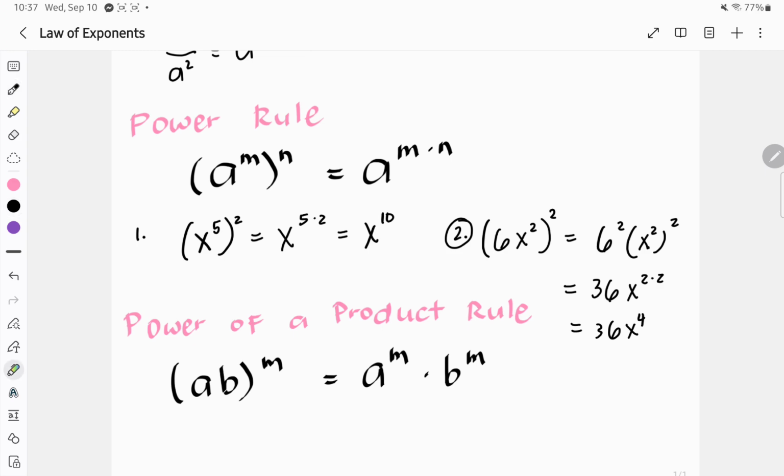Again, if you notice, we used the power of a product rule to distribute the 2 to each of the different bases. Then here, we used the power rule to simplify x raised to 2 raised to 2.